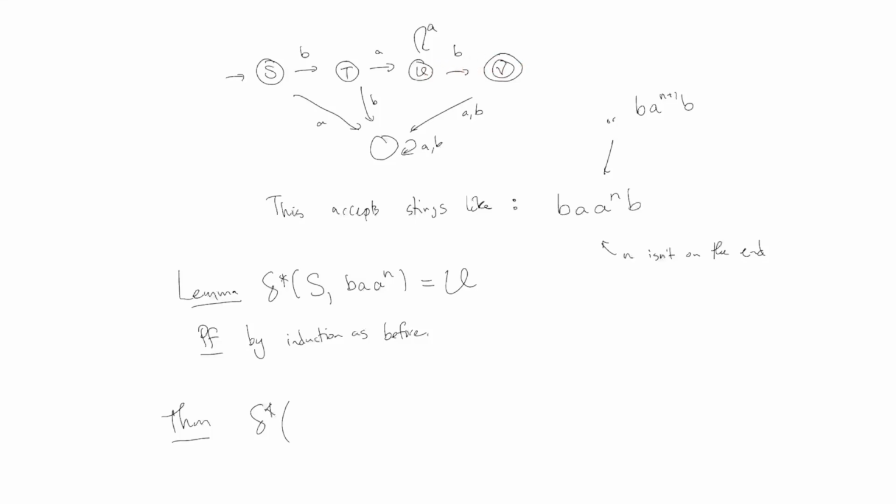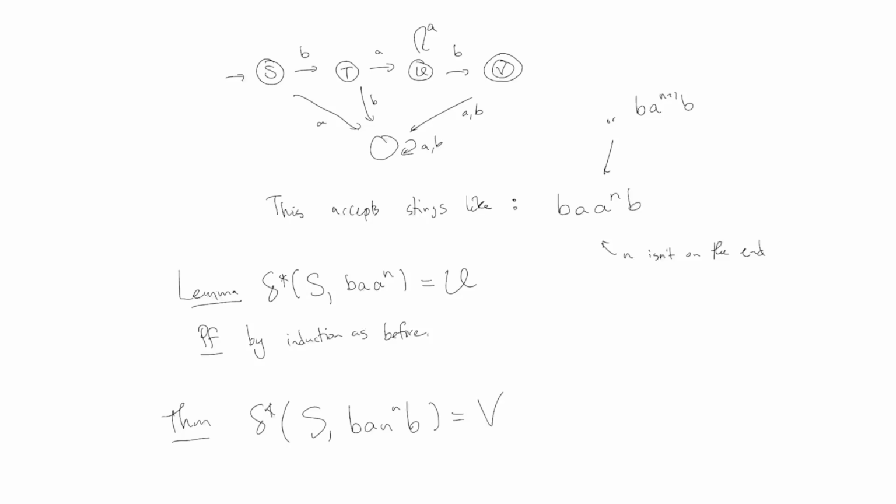But I want to say this should be the full statement about what kinds of strings are accepted. I want to say, yeah? Delta star S, comma B, A to the N, B equals V. Yes, right. So this is meant to be the full statement about all of those accepted strings. What he said before is one of the steps I'm going to use to justify this big thing here.